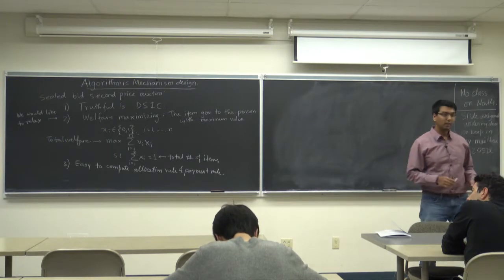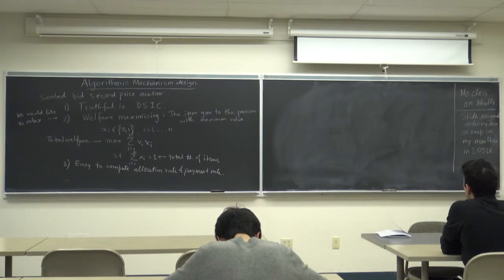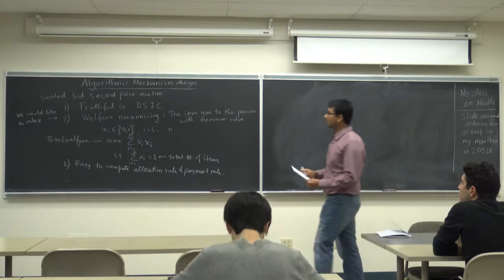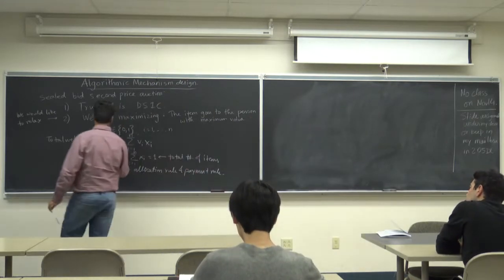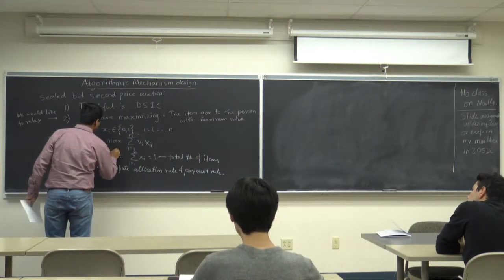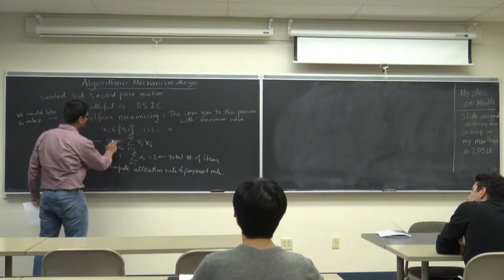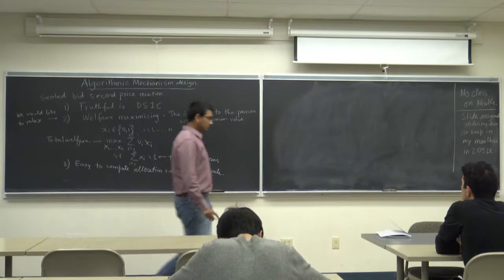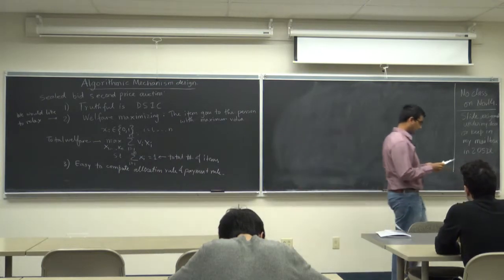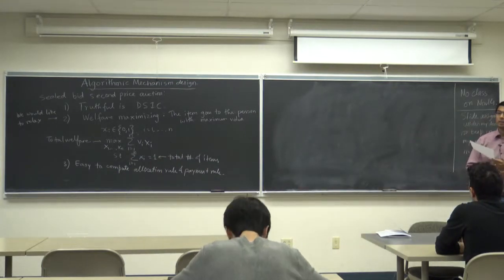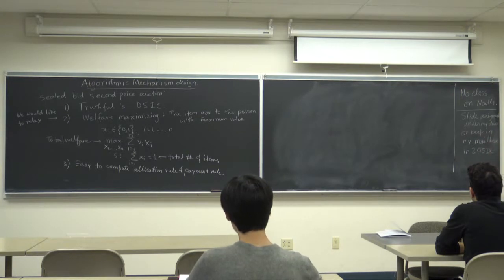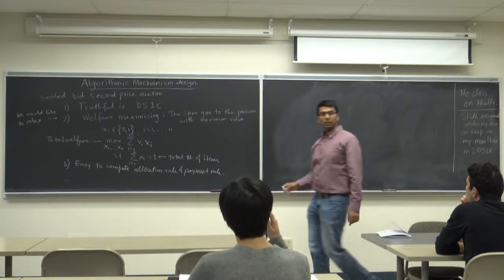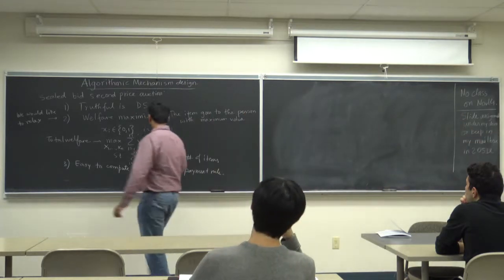Any questions so far? Yes. The maximum is over x1 to xn, where xi lies in {0, 1}. The maximization problem has the summation of vi xi, and then the summation of xi is the constraint. If you can sell more than one, right, you will change it to m.